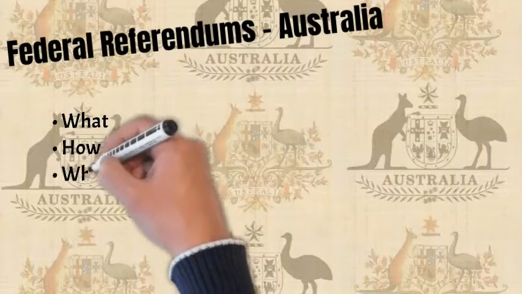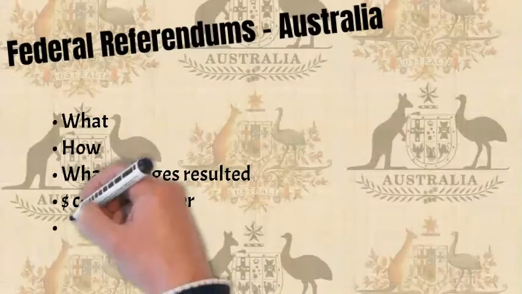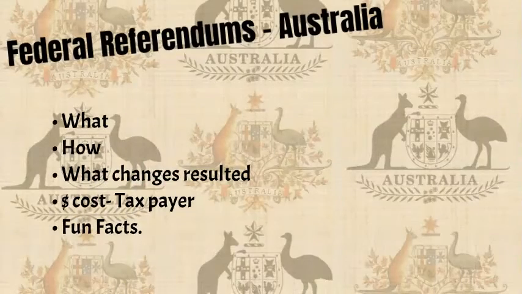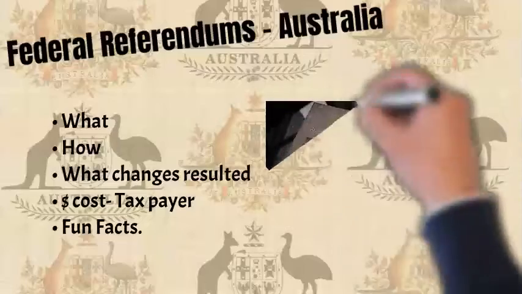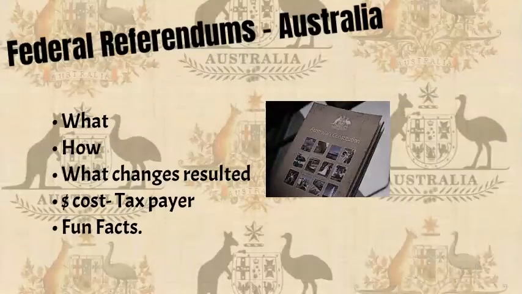Today we'll be taking a look back at the history of federal referendums in Australia. What are they? How do they work? What changes have resulted? What have we got out of them as a country? How much have they cost the Australian taxpayer? And some other fun facts. Let's get straight into it.